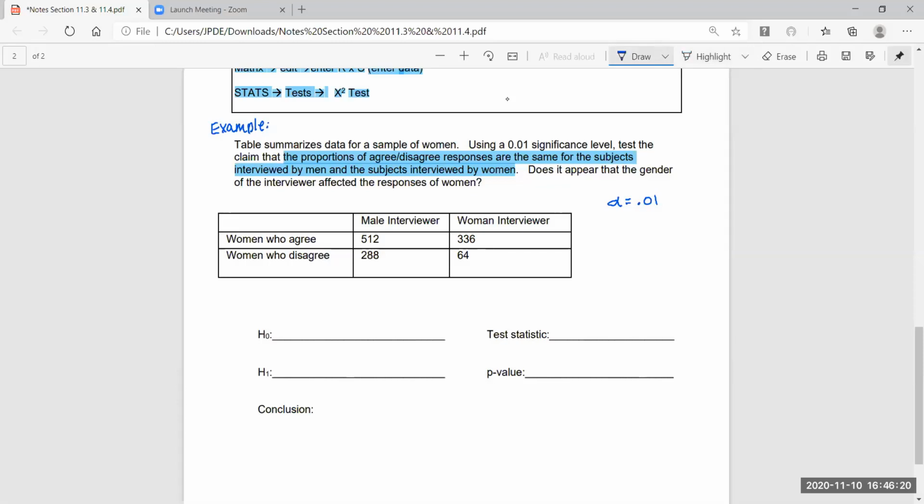So when I look at this, let's look at what our variables are first. Here's our rows. And in the rows, we have women who agreed and women who disagreed. Here are our columns. And in the columns, we will have male, if they were interviewed by a male, or if they were interviewed by a female.